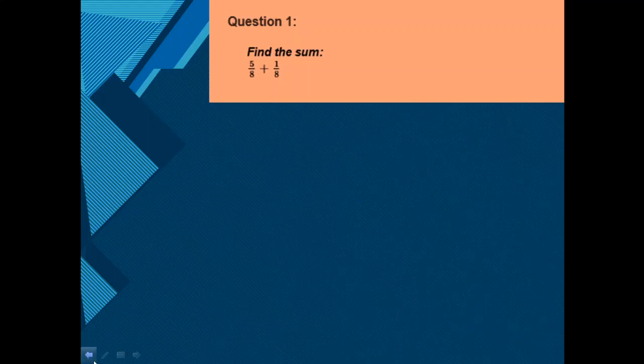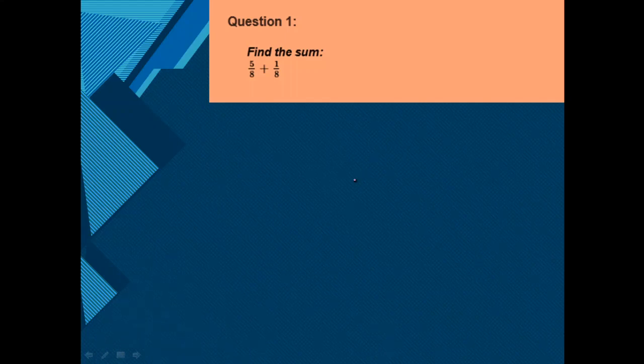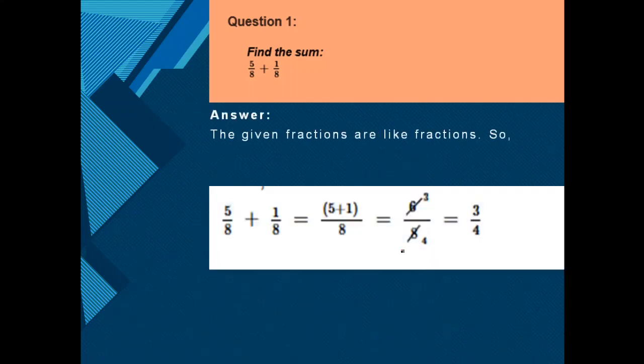See question number first. Find the sum. That is like fractions, so we will add them directly. Here the given fractions are like fractions, so we will add them directly. 5 plus 1 upon 8 is equal to 6 upon 8. 6 upon 8 we will cut by 2: 2 threes are 6 and 2 fours are 8. After that, 3 by 4 is our answer.